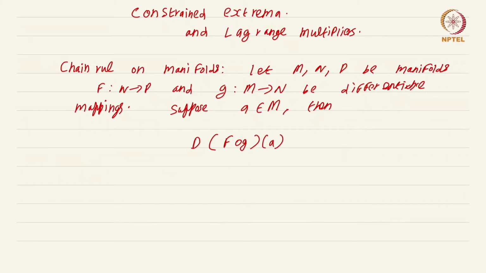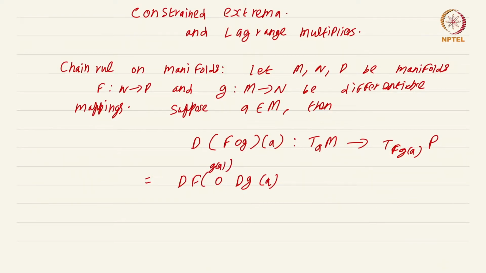This map is actually a map from T_A M to T_{F∘G(A)} P. This map is nothing but the map DF composed with DG at A, where DF is taken at G of A. So the derivative of the composition is nothing but the composition of the derivatives. Let me write this out in a clear way: this is DF at the point G of A composed with DG at A. So we have an elegant analog of the chain rule for manifolds.